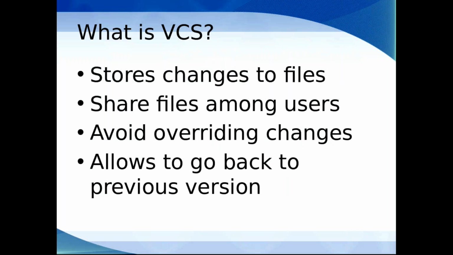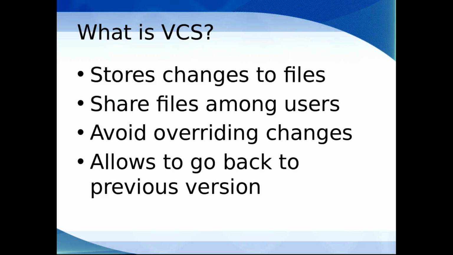So first let us check once again what a version control system is. It stores changes to the files, shares files among users, avoids overriding changes, and allows you to go back to a previous version. Okay, that means it stores files. Files include all the code files, jars, wars, everything it will save. And whatever changes you made to that particular file, for example a Java file, each change will be saved as a separate revision number. Okay, if something fails at one point, you can go back to that version and simply work on it.